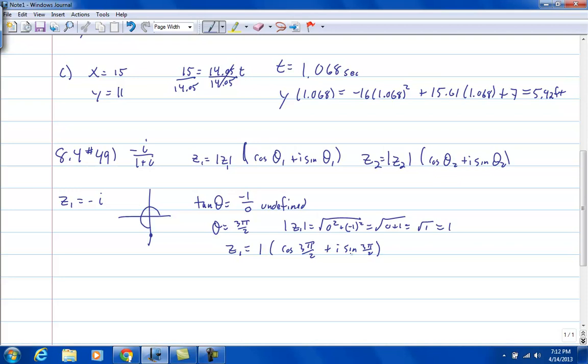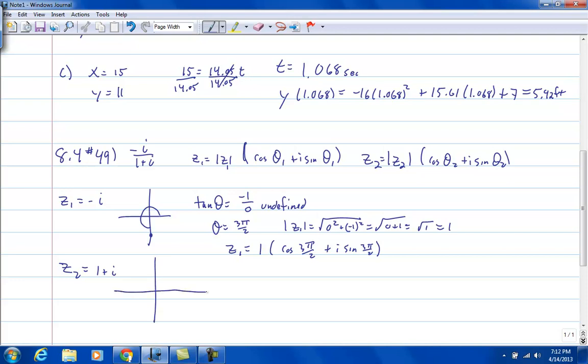And by the way, sine of 3 pi over 2 is negative 1. Cosine of 3 pi over 2 is 0, so it's basically just 1 times the quantity 0 plus 1 times negative 1. Now, our z2 is going to be 1 plus i.